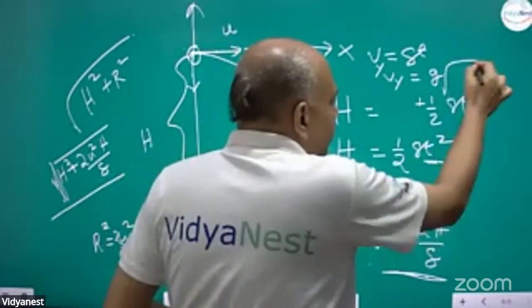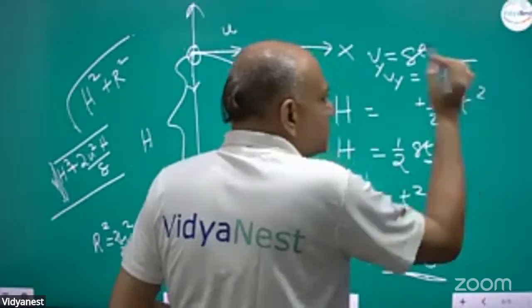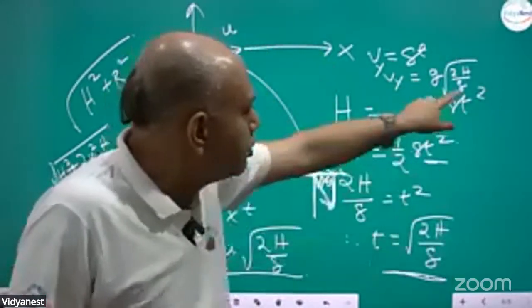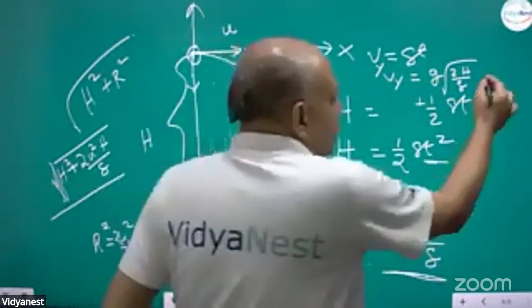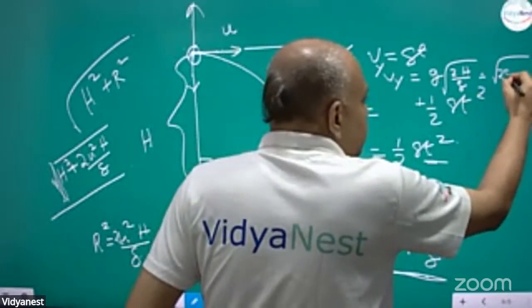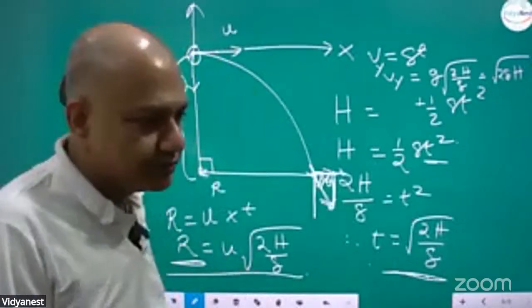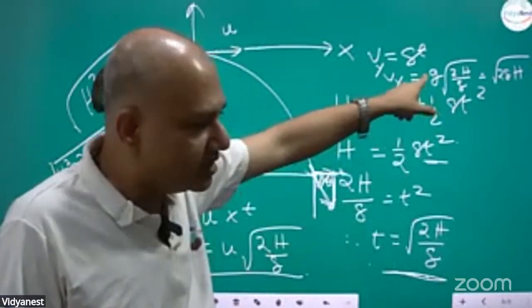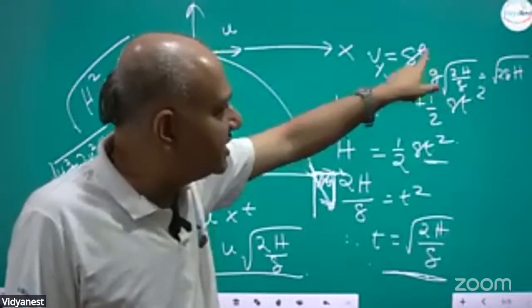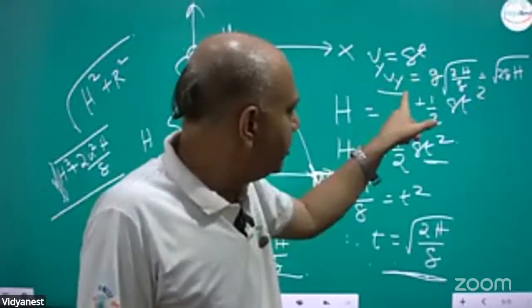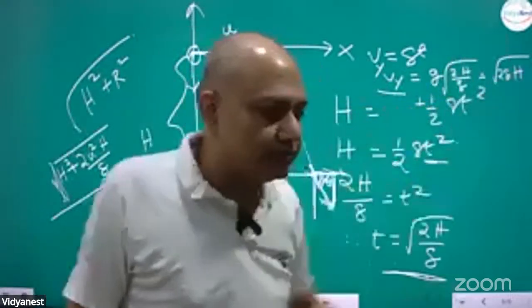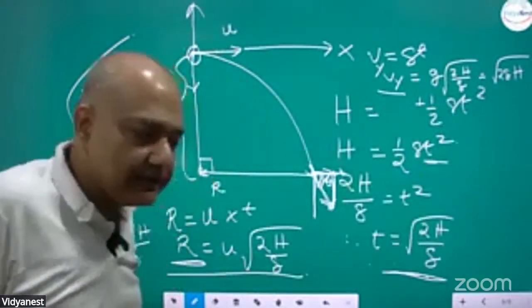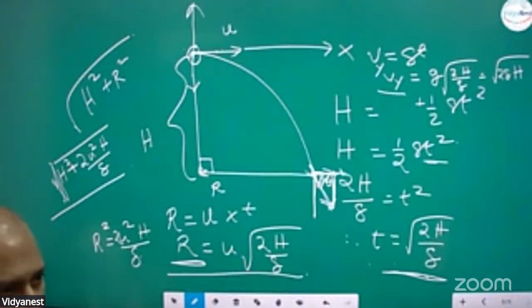Root over 2h by g. Is it clear? So root g in the denominator and this g in the numerator, they're cancelling out. The result is going to come root over 2gh. Because root g and g, if I cut, one root g is existing in the numerator. So ultimately, velocity along the y-axis when the particle is going to strike the ground is root over 2gh. Is it clear? Yes, sir. Very good. Ayush, clear now? No problem. Yes, sir. Very good.